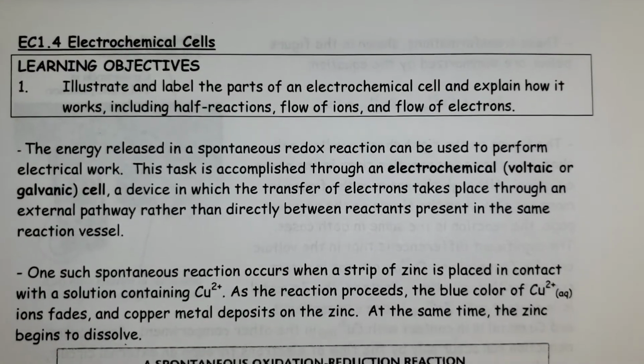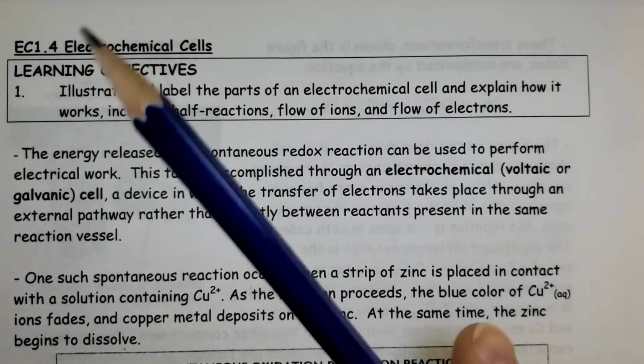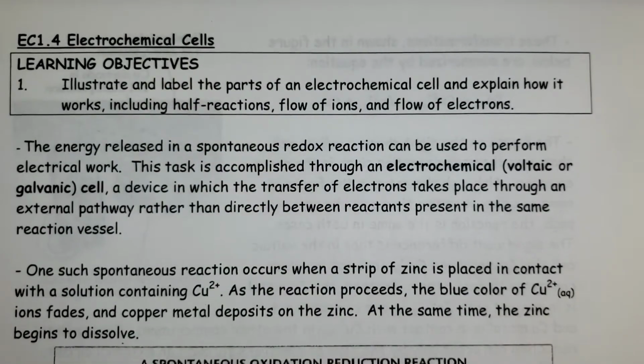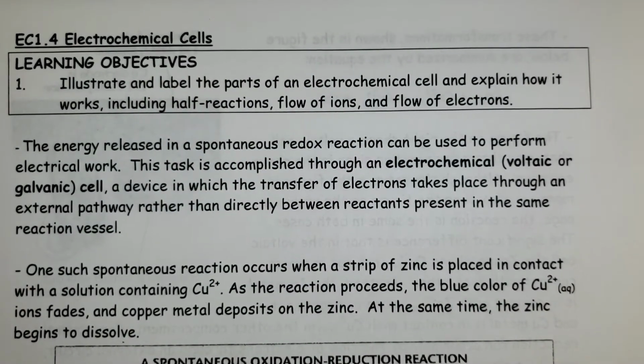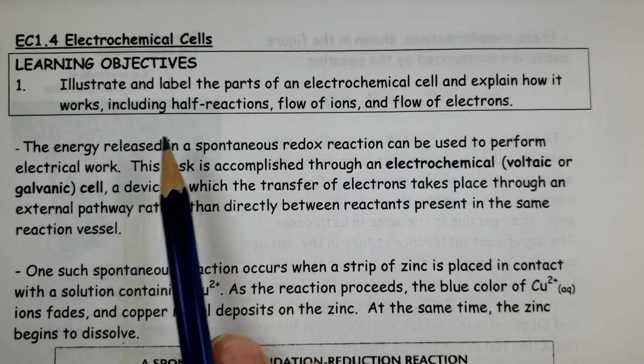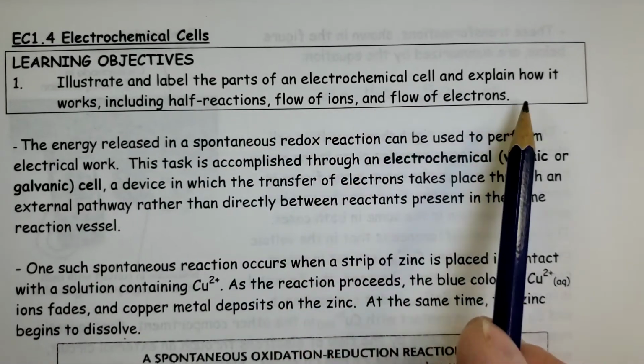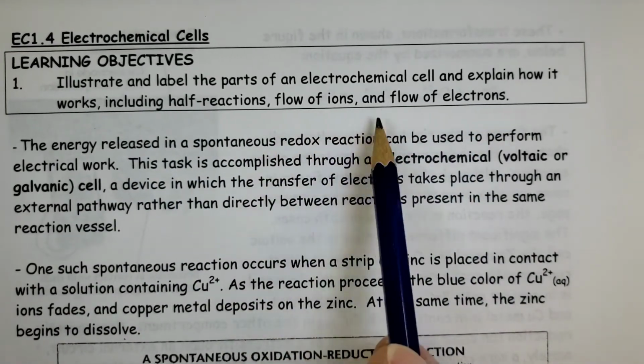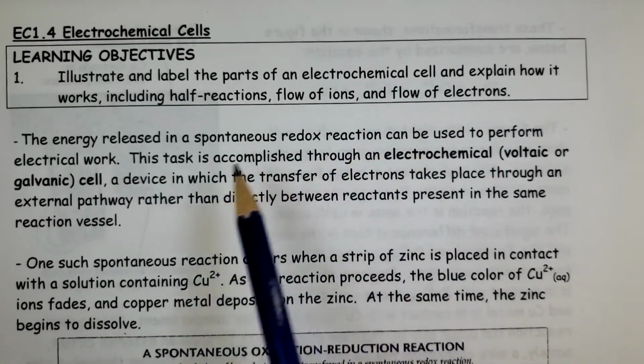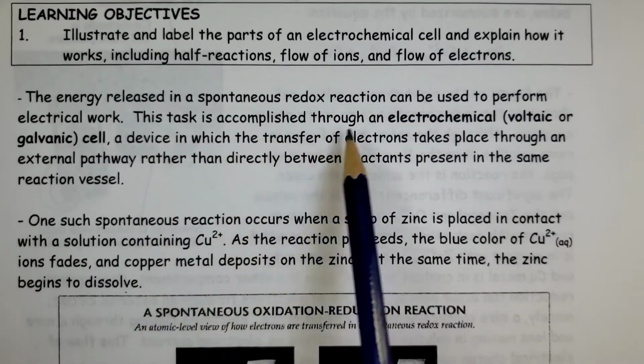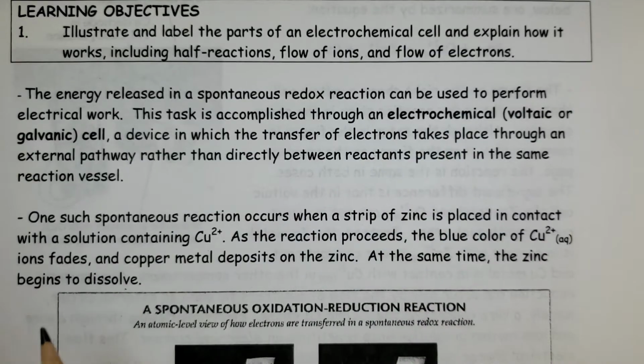Welcome back, Chemistry 30. This is the section EC1.4, Electrochemical cells. So looking at oxidation reduction as it pertains to cells. Illustrate and label the parts of an electrochemical cell and explain how it works, including half reactions, flow of ions, and flow of electrons. So the energy released in a spontaneous redox reaction can be used to perform electrical work.